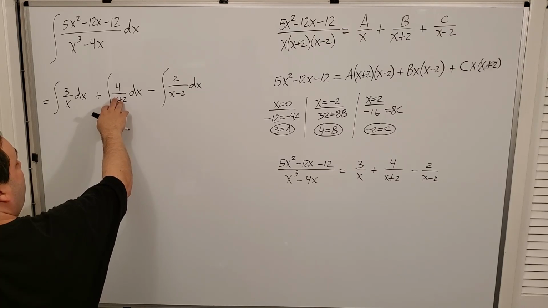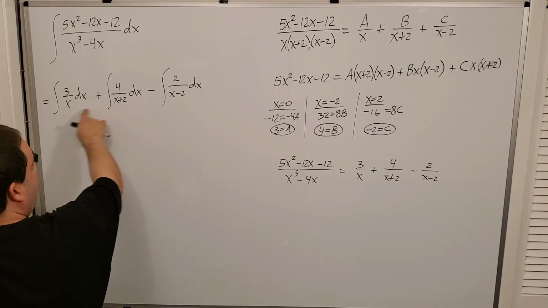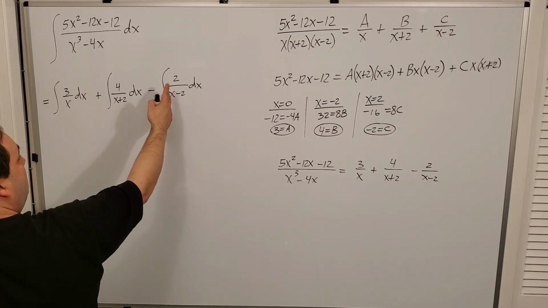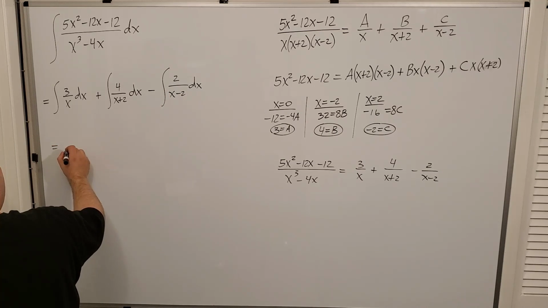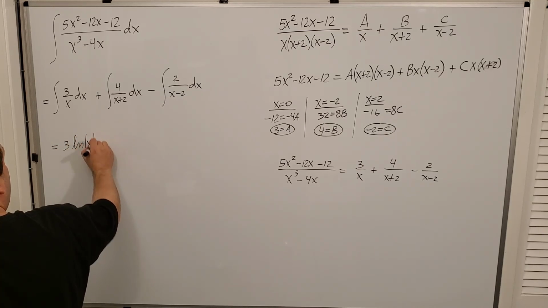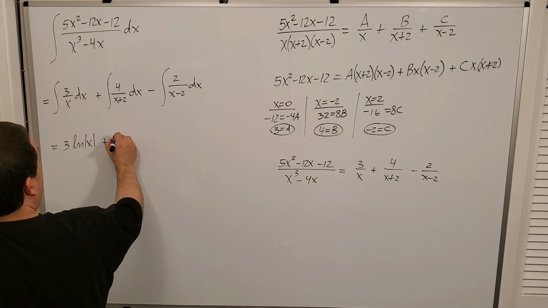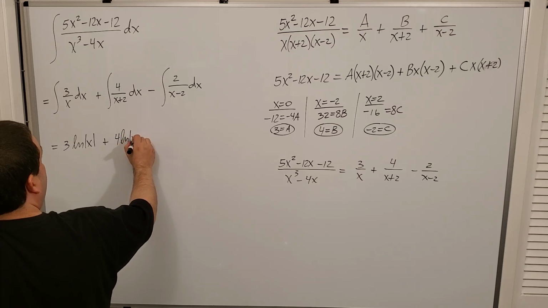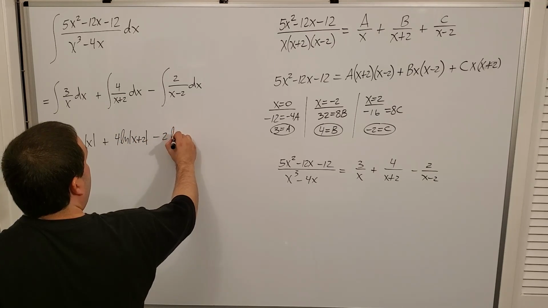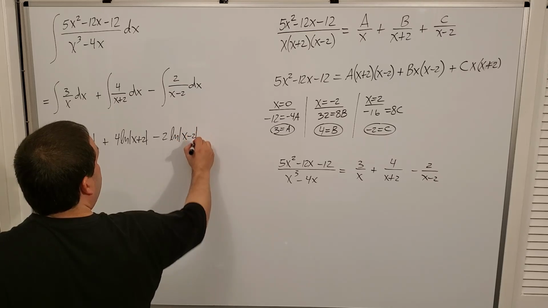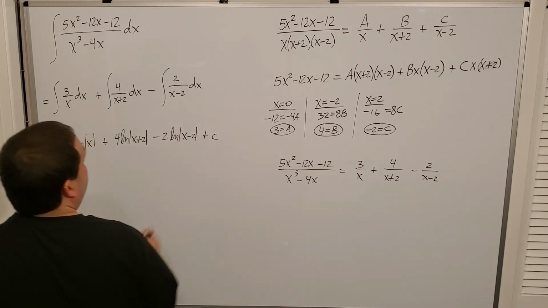The derivatives of the denominators are each 1, so I don't even have to do any real substituting there. The final answer is going to be 3 ln absolute value of x plus 4 ln absolute value of x plus 2 minus 2 ln absolute value of x minus 2 plus c.